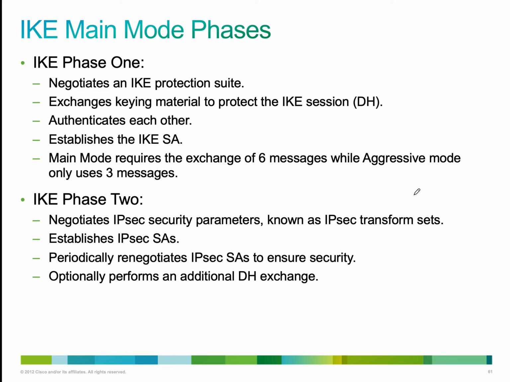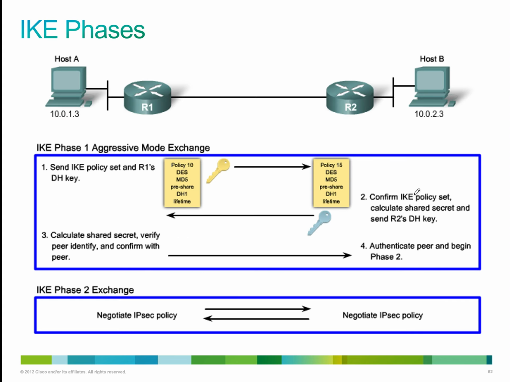Now, IKE phase 1, main mode, negotiates an IKE protection suite, exchanges key materials to protect the IKE sessions, that's the DH, authenticates each other, and establishes the IKE SA. We mentioned all of this in a way. Okay, now let's move on and take a look at what is going on. This is IKE phase 1 and this is phase 2.